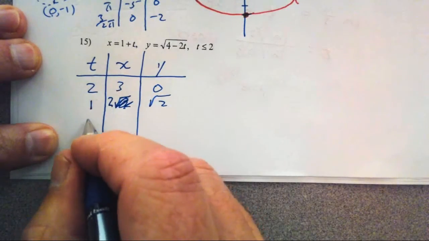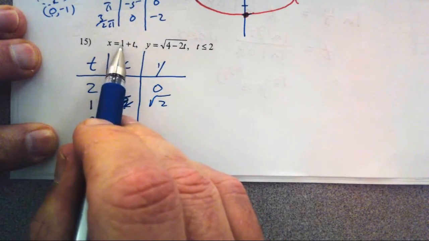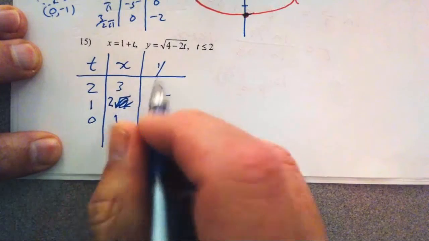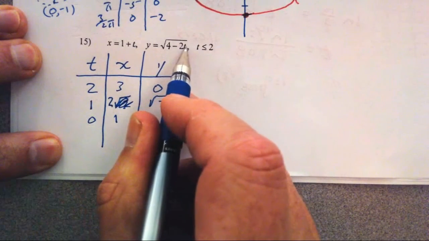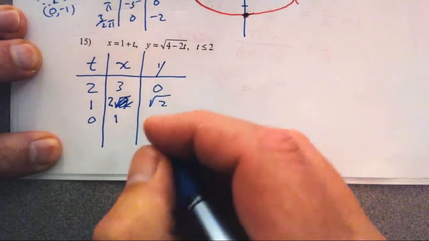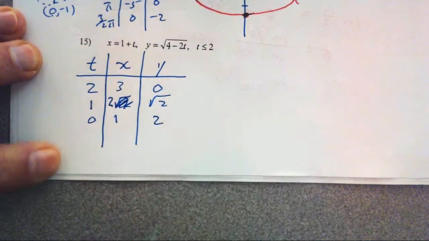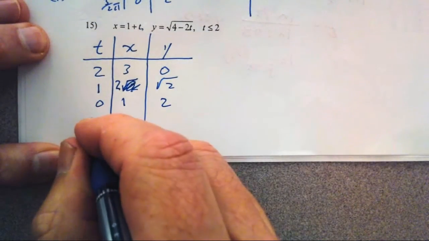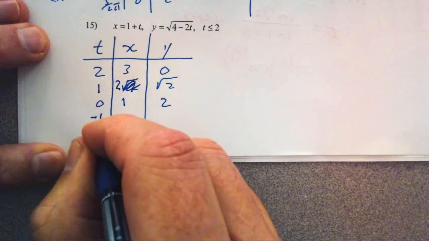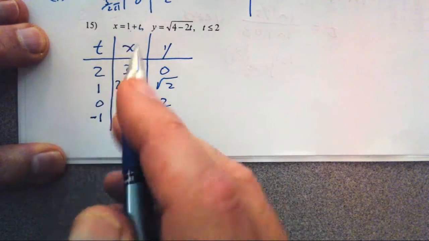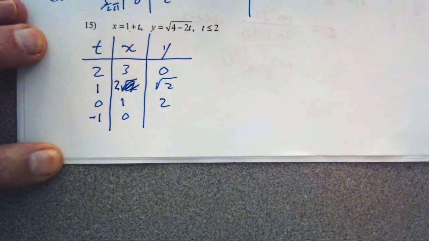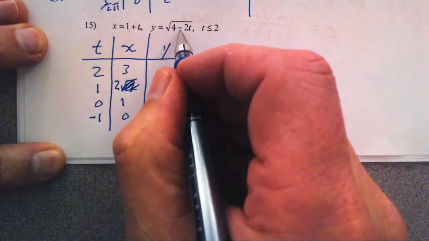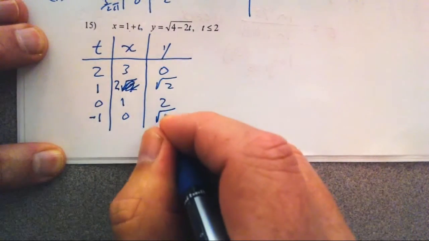I'll go to 0. 0 looks like a good one. X is 0, 1 plus 0, 1. We get square root of 4. Square root of 4, good, 2. I'm going to continue on. When I go to negative 1, I get 1 plus negative 1, 0. I get 4 plus 2, square root of 6, not the best.